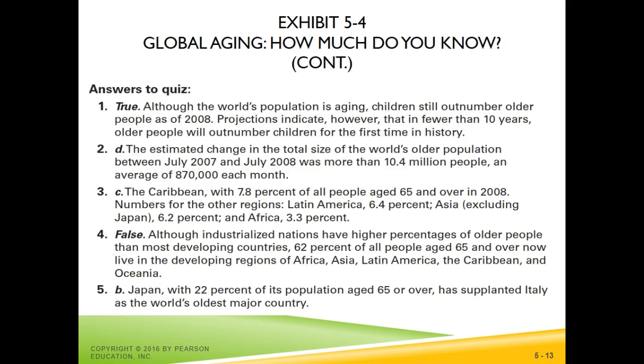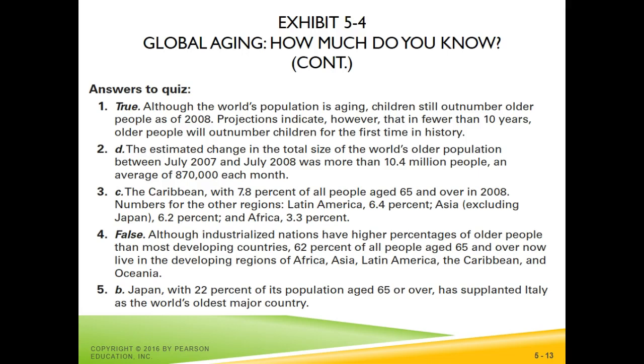The second one, the answer is D. The estimated change in the total size of the world's older population between July 2007 and July 2008 was more than 10.4 million people, an average of 870,000 each month. The answer to three was C, the Caribbean, with 7.8% of all people aged 65 and over in 2008. Numbers for the other regions: Latin America at 6.4%, Asia, excluding Japan, at 6.2%, and Africa at 3.3%.